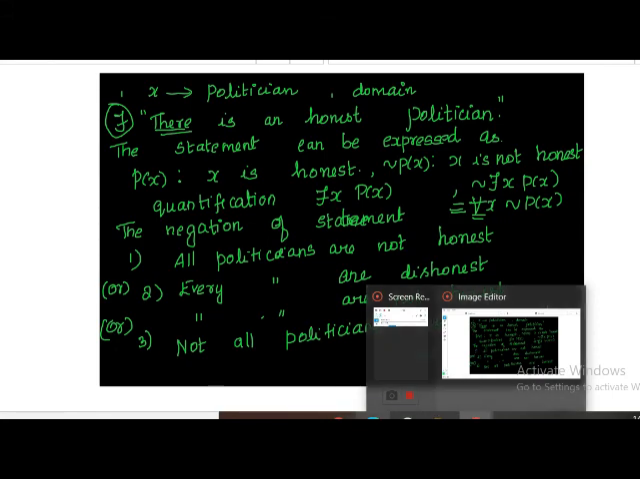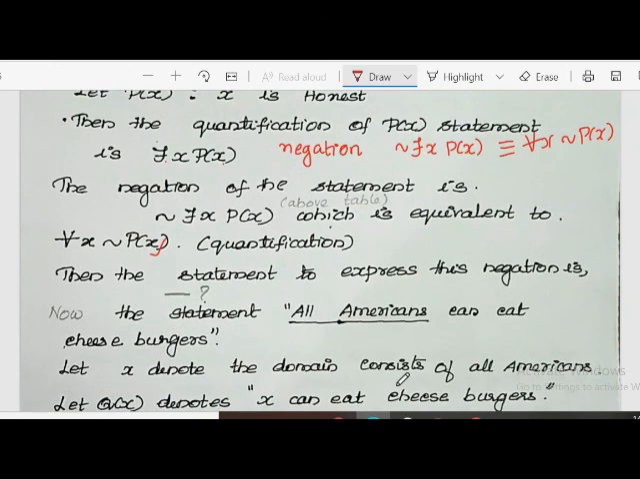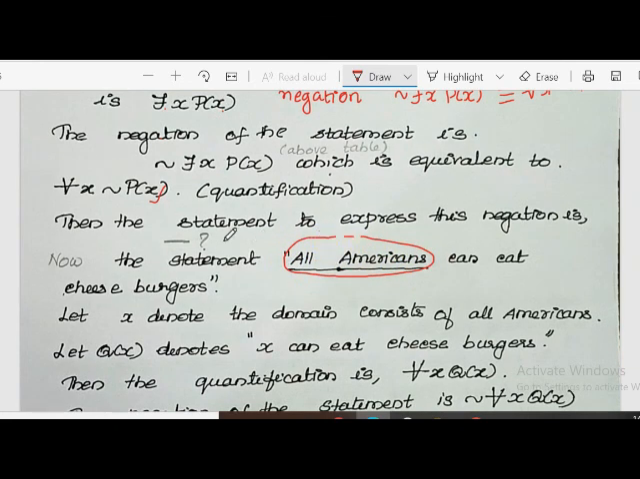It is given here. You can take the second statement as all Americans can eat. So all Americans is denoted here as the domain. So let us take another. This is another statement. The first one is not depending on the second statement. That is another. So therefore, let us take first, let X denote the domain, which consists of all Americans.